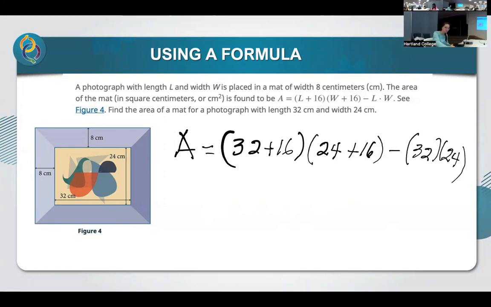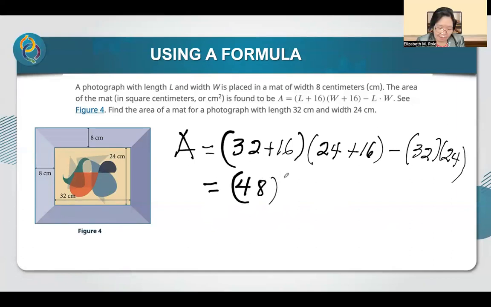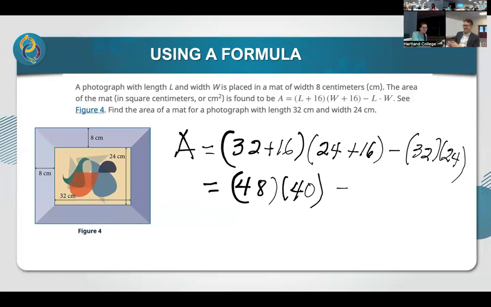So then I did 48 times 40, right? Minus, what is 32 times 24? You didn't do that part. You didn't mention it though. You didn't multiply 32 times 24. You just went straight to the answer. So 32 times 24, multiply. 768. It's 768. Good, all right.